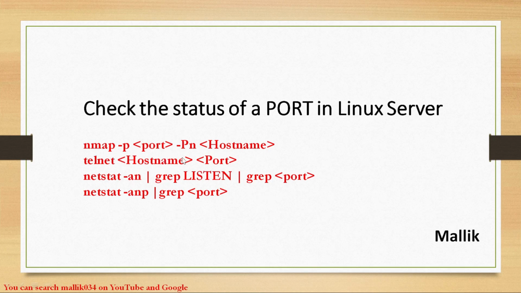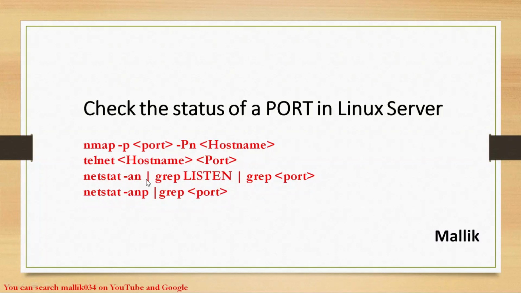These are the command syntaxes I basically use: nmap -p, the port number, and -Pn to skip DNS name resolution, with the host name. Telnet is telnet, the host name, and the port number. And netstat -an | grep LISTEN | grep the particular port number. Instead of LISTEN, if you use ESTABLISHED, it will list already connected sessions, and if you use LISTEN, it will tell whether that particular port is listening or not. Or instead of this command, you can use netstat -anp | grep this particular port.